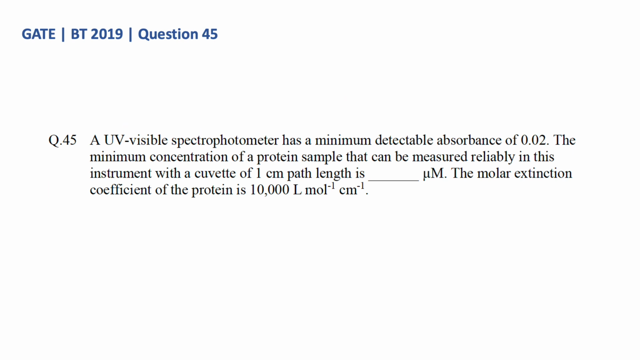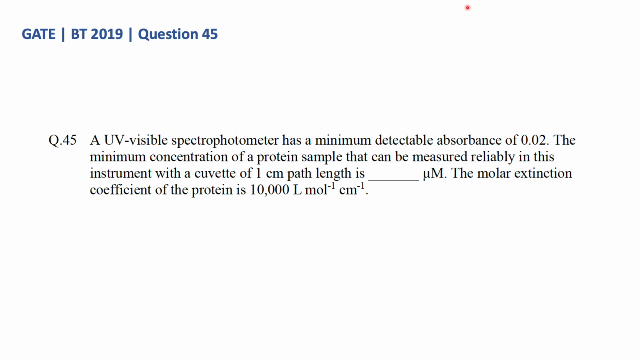Hello all, let's look at question number 45 from GATE Biotechnology 2019 paper. So the question is, a UV visible spectrophotometer has a minimum detectable absorbance of 0.02. The minimum concentration of a protein sample that can be measured reliably in this instrument with a cuvette of 1 centimeter path length is how much micrometers? And the molar extinction coefficient of the protein is 10,000 liter per mole per centimeter.